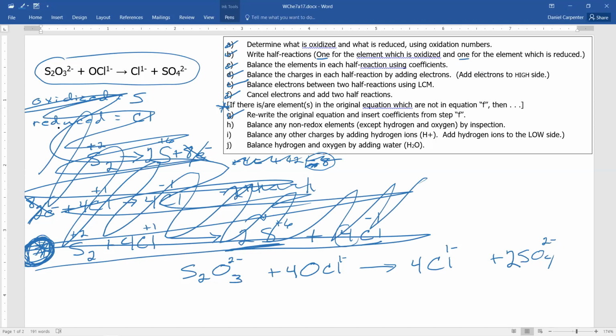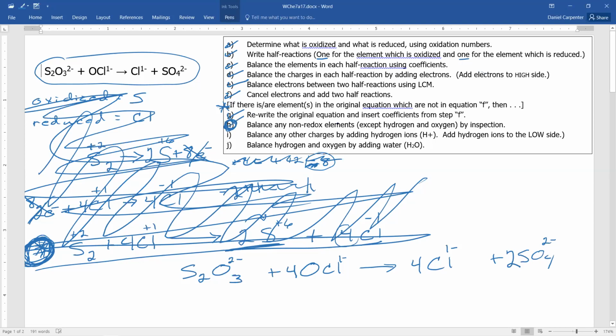Step H. Warning: step H frequently doesn't get done. It's almost always not needed, but that doesn't mean you can just skip it, because if it is needed, it's needed. If it is needed and you don't do it, you'll never get the right answer.